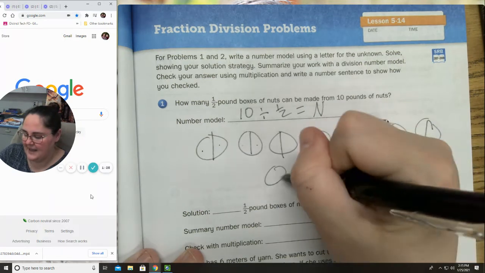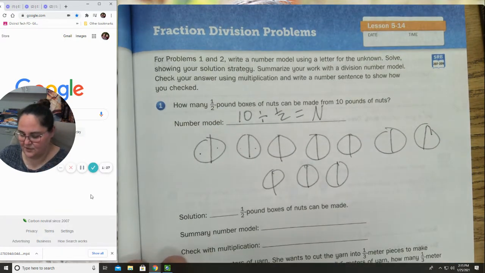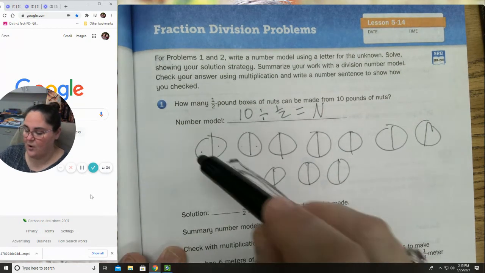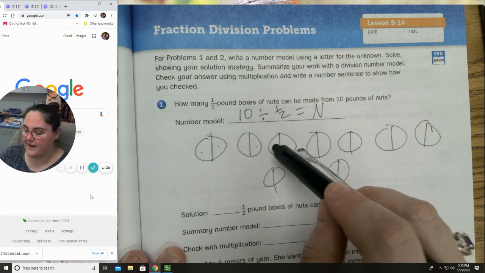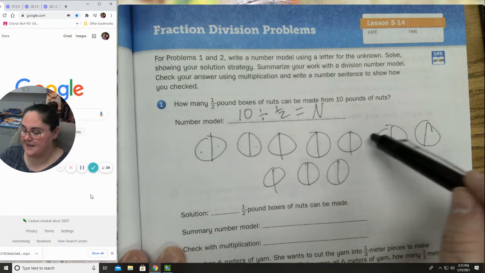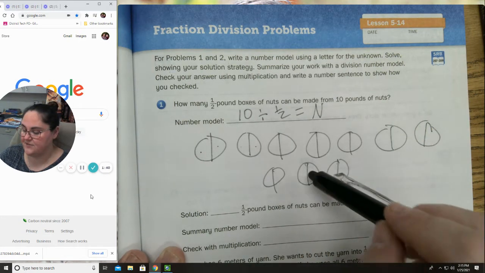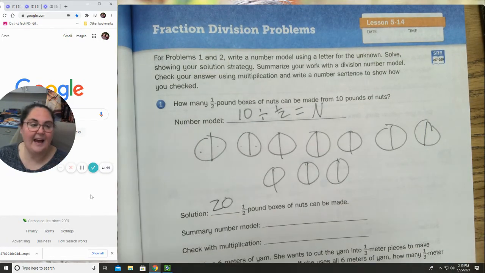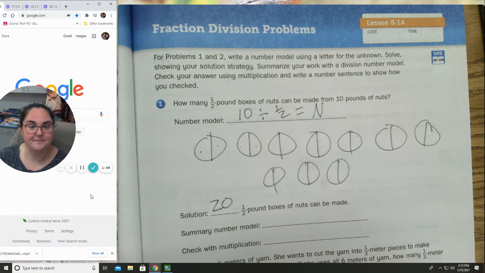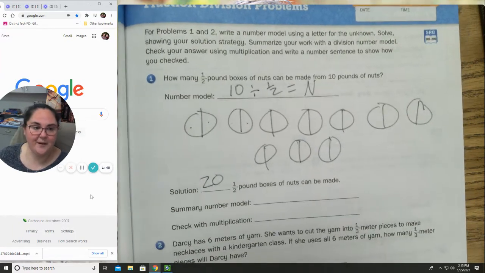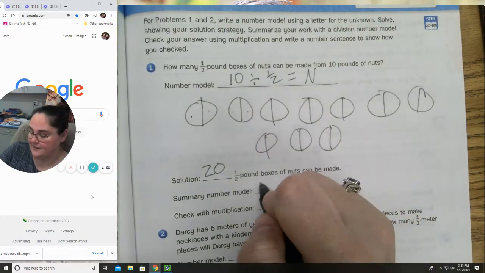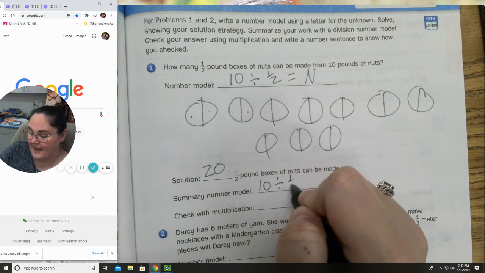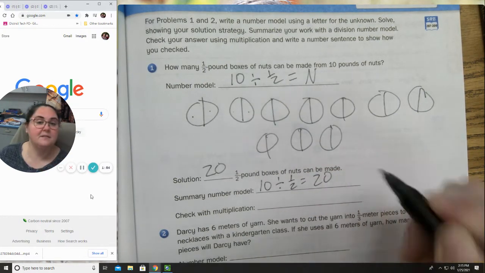How many half-pound containers do we have? 1, 2, 3, 4, 5, 6, 7, 8, 9, 10, 11, 12, 13, 14, 15, 16, 17, 18, 19, 20. There are 20 half-pound containers of nuts. My summary number model will look exactly like my original: 10 divided by 1/2 equals 20.